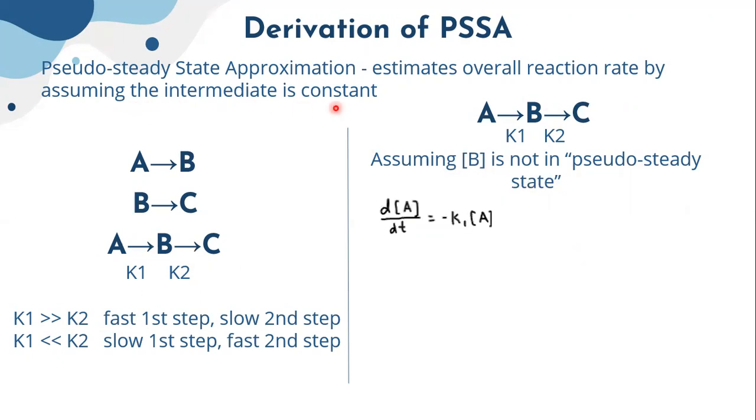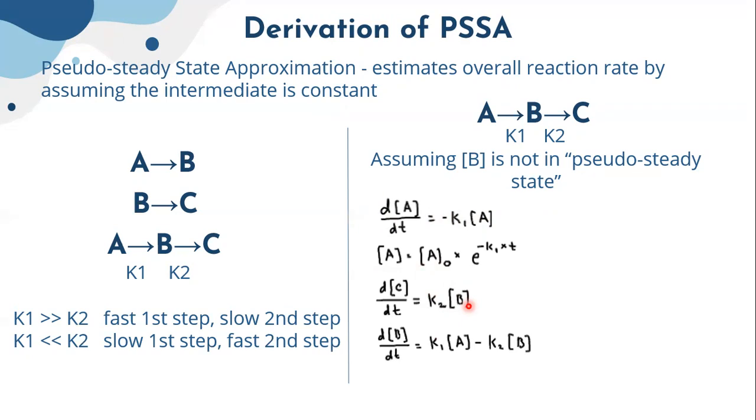In order to do this, we first take the derivative of A, which is equal to negative K1, negative because A is being consumed, times the concentration of A. Through manipulation, we get the following equation here. And so once we have this and we try to solve for C, we realize that we don't exactly know what B is, especially since it's not constant. We would then need to solve for B, which is equal to the following.